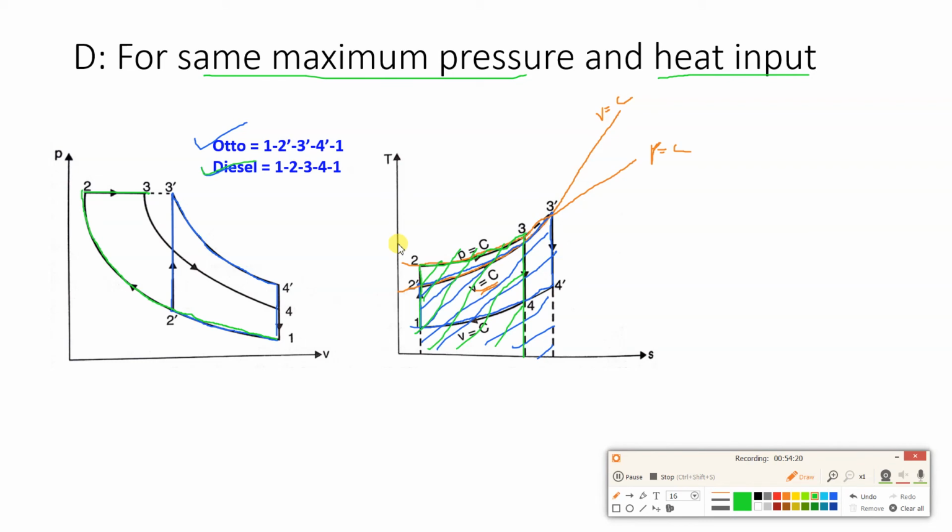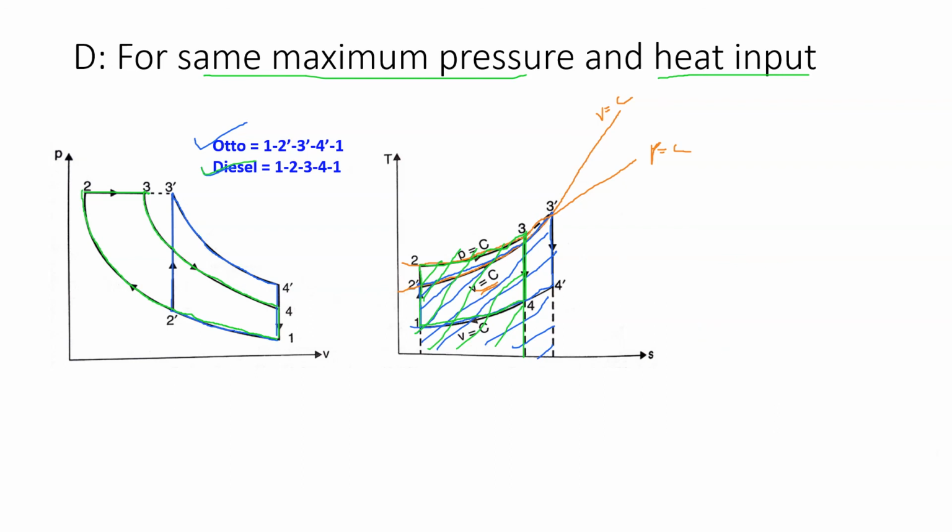Now from point number 3 we have isentropic expansion in case of diesel cycle. So 3 to 4 isentropic expansion is there. From 3 to 4 we have isentropic expansion in diesel cycle, and 4 to 1 is constant volume heat rejection. So 4 to 1 is constant volume heat rejection in case of diesel cycle, and dual cycle will be in between. I am not showing dual cycle over here.